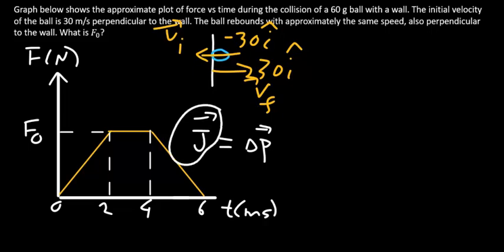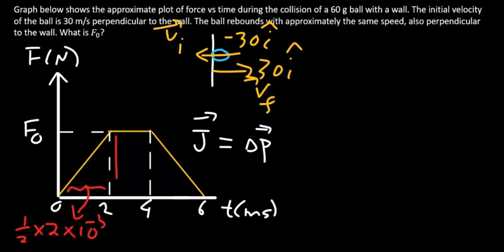However, how do we calculate this impulse? Now we know impulse is just the area under that force-time graph. So all we have to do is to determine that area. There are 3 segments to this area. The first one is half times 2 milliseconds, so times 10 to the power minus 3, and this height here is F naught.